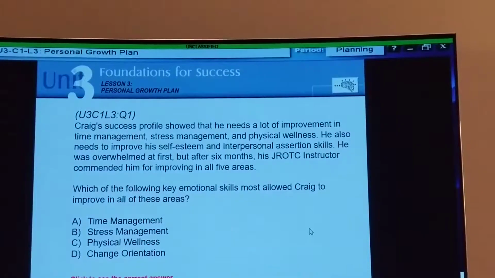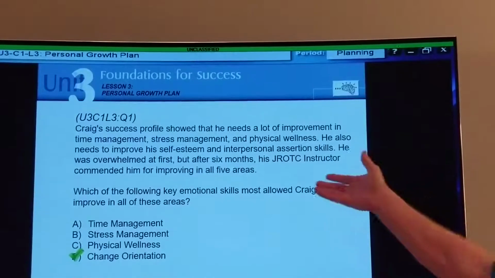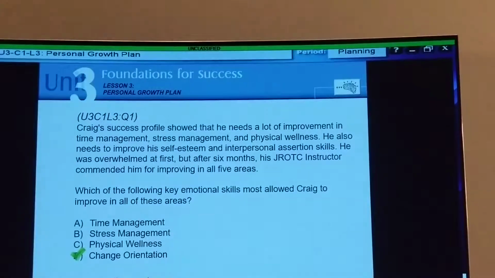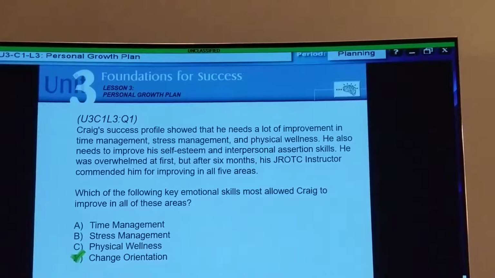If we've read the chapter, we'll already know that it is change orientation. He improved in all 5 skill areas. So that means he was willing to change. He oriented himself toward that change.